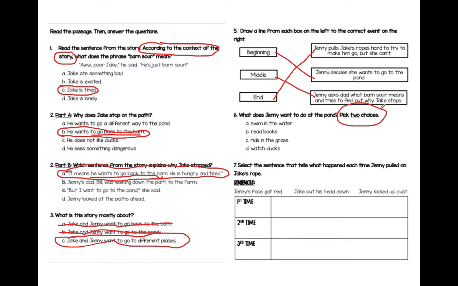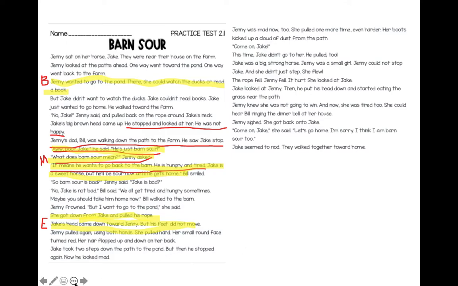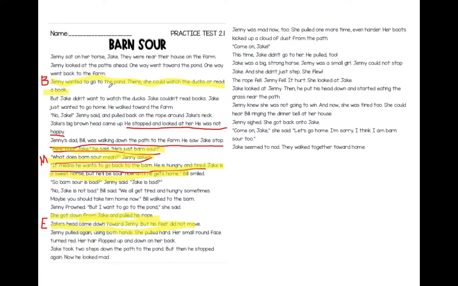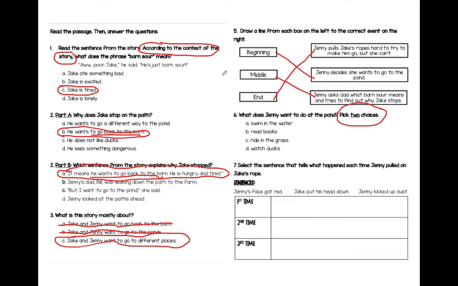Okay, so now I'm going to go back to the part of the passage that talks about what she wants to do at the pond. Find the part of the passage that talks about what she could do at the pond. Yes, there she could watch the ducks or read a book. So two things I see that she could do. What are they? That's right. Watch the ducks or read a book. So I'm looking for those two answers for my answer choice. Do you see it? Which two am I going to select? That's right. Read books and watch ducks.